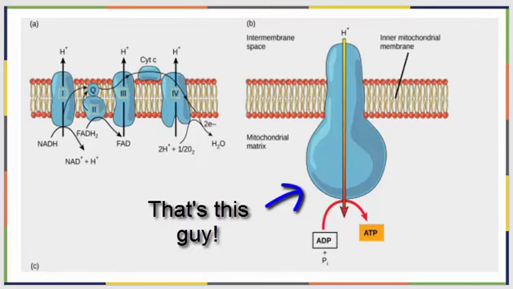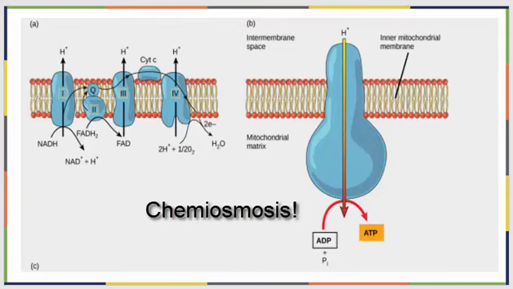This is the second step in the process, and it's called chemiosmosis. The ATP synthase works as a rotor, and it spins quickly from the rush of hydrogen flowing through it, attempting to balance out that gradient that we just created.